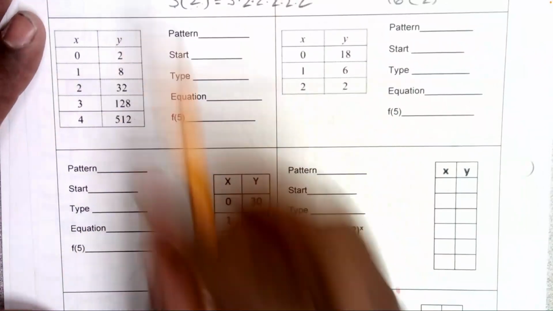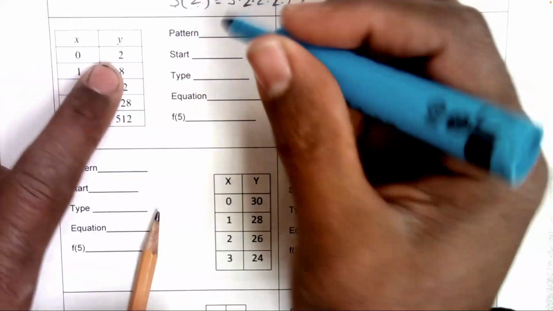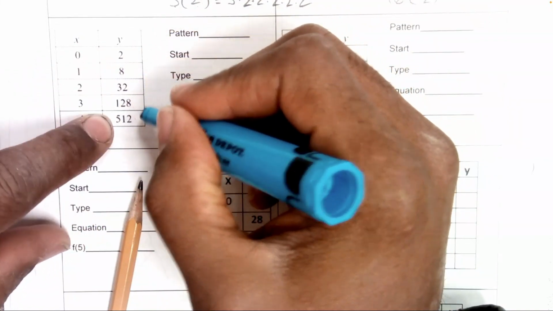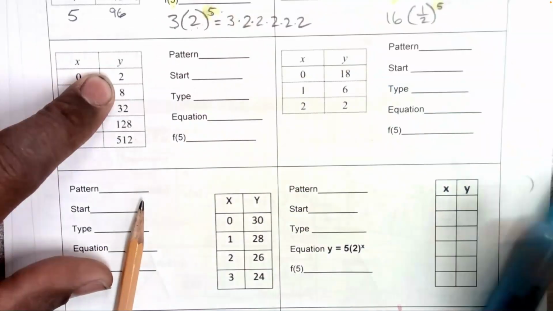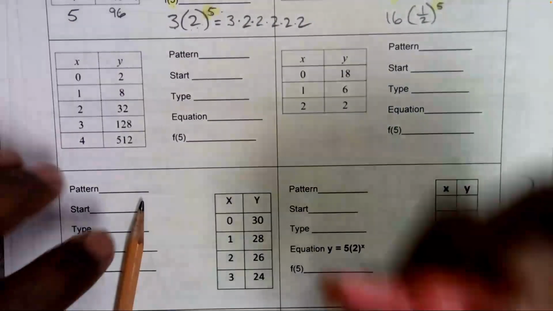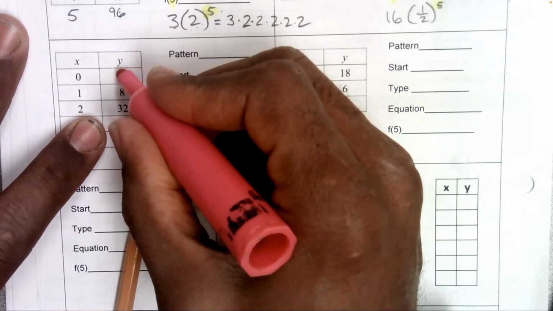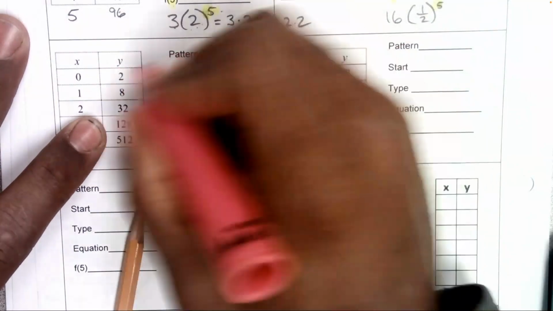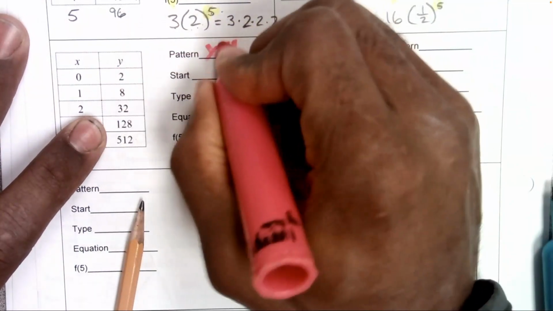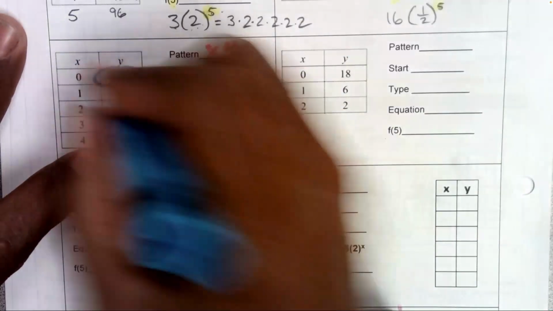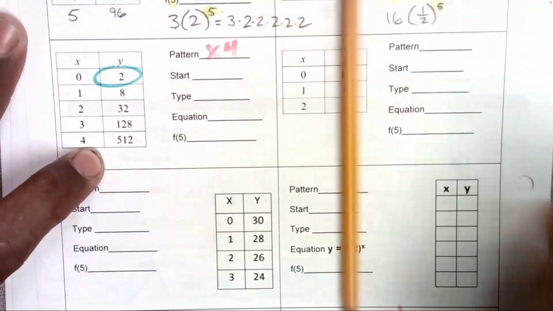All right, so now this next one, the pattern. What are we doing here? You see how it's growing really fast. That's always the giveaway or the hint that this is multiplication. All right, so we are multiplying. What would I multiply times 2 to get 8? That would be 4. So times 4. Where are we starting at? It's wherever x equals 0. So that is 2.